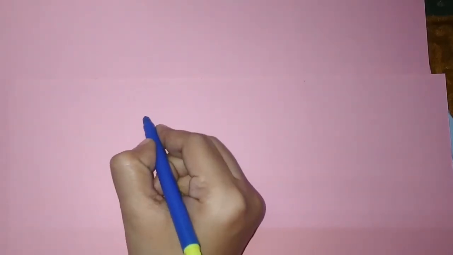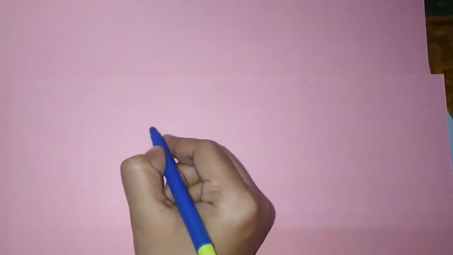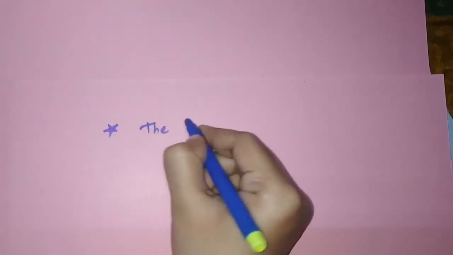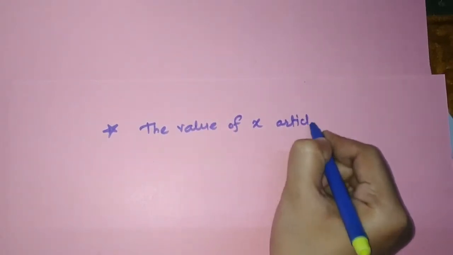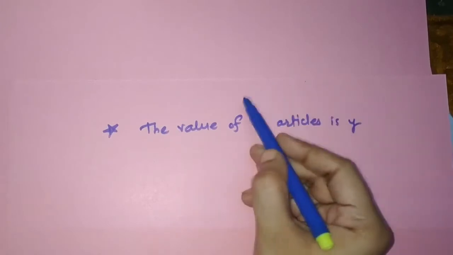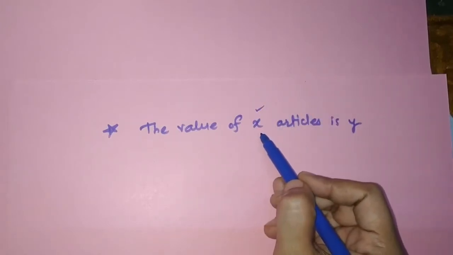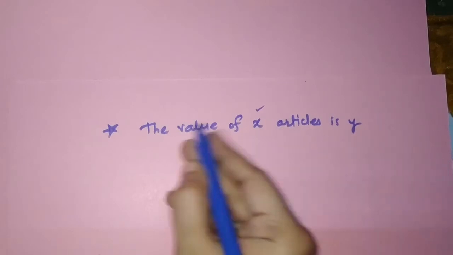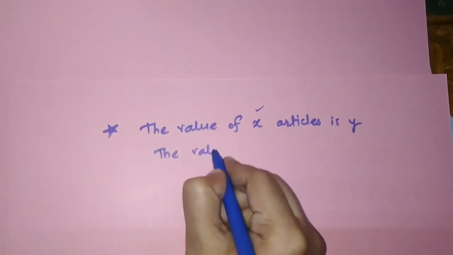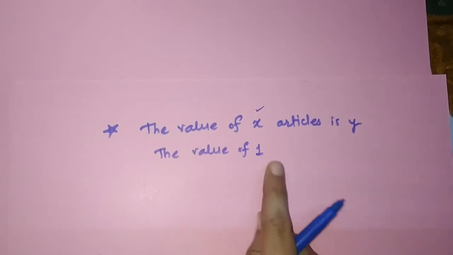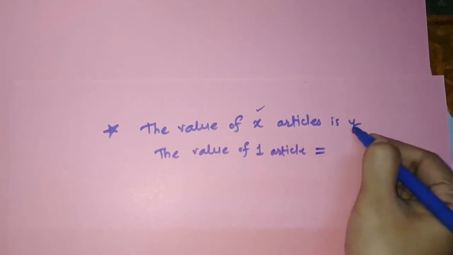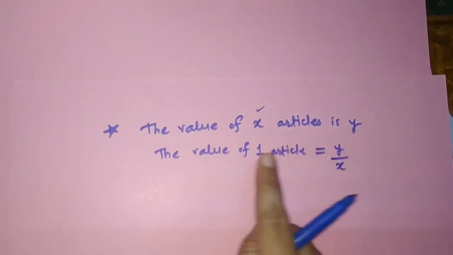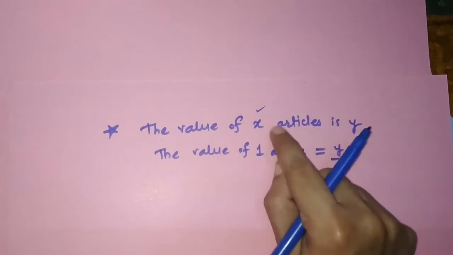Generally we can write it like this. Suppose the value of x articles is y, where x is the number of articles. Then, as per the unitary method, we need to find the value of one article. So the value of one article is y upon x.